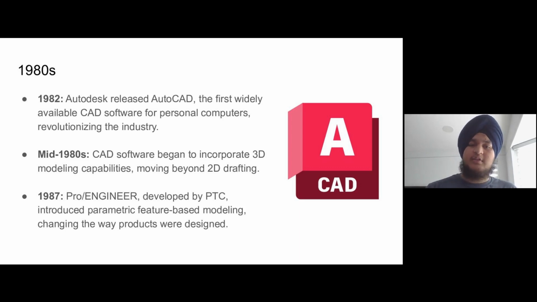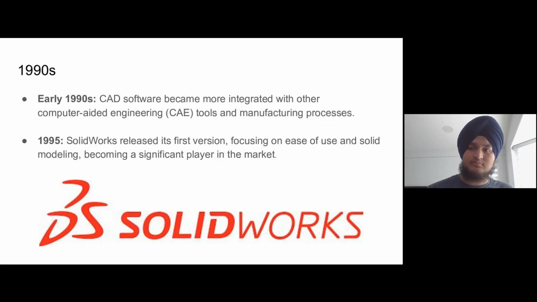In 1987, Pro/Engineer, developed by PTC, introduced parametric feature-based modeling, and that changed the way products were designed. In the 1990s, CAD software became more integrated with other computer-aided engineering tools and manufacturing processes. And in 1995, SolidWorks released its first version, focusing on ease of use and solid modeling, becoming a significant player in the market. SolidWorks is still relevant to this day and is still widely used.